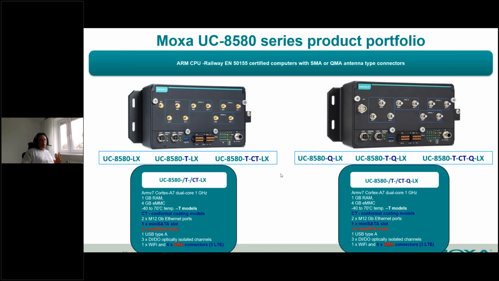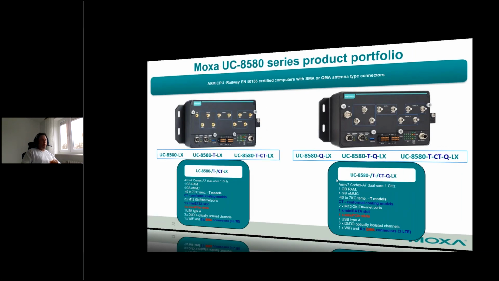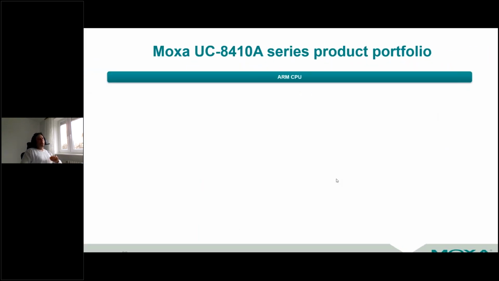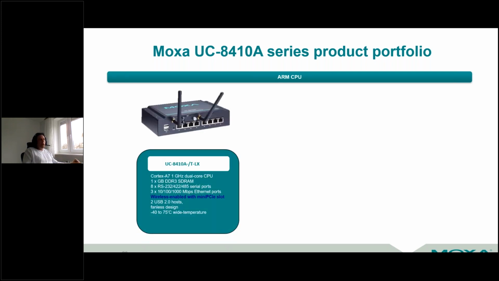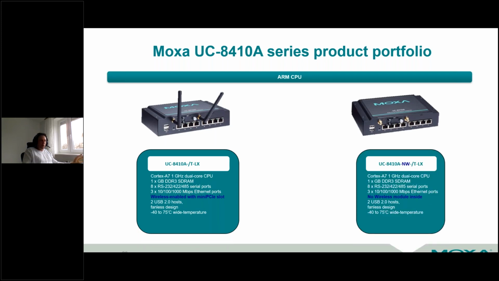Customer can choose this device as SMA or QMA type of connectors. The next representative of Moxa's ARM-based embedded computers are UC-8410A. UC-8410A come in 2 versions: with installed wireless module inside or no wireless module inside. That depicts the name of the device. When you see NW, which means no wireless module inside.